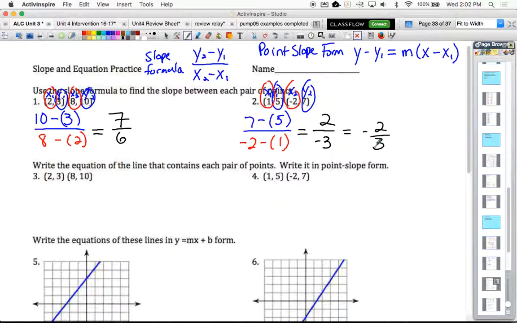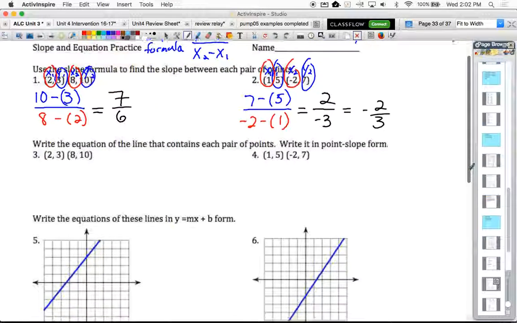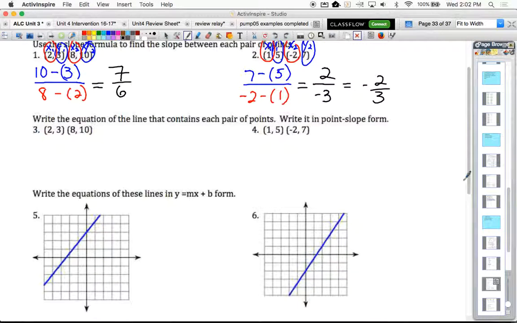So now we're going to write the equation for the line that contains those points. So we're going to use our point-slope form. And so remember, our point-slope form is y minus y1 equals the slope times x minus x1. And for the point-slope form, we need the slope. So we already figured the slope for these 2 points back in number 1. We know that it is 7/6, so we're going to put that in there. So 7/6 is my slope. And all I need now is a point to go in the x1, y1.